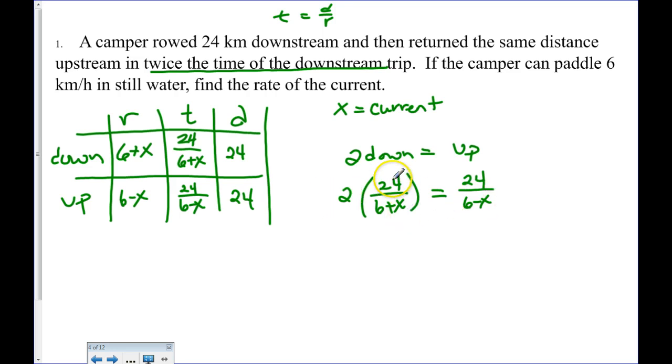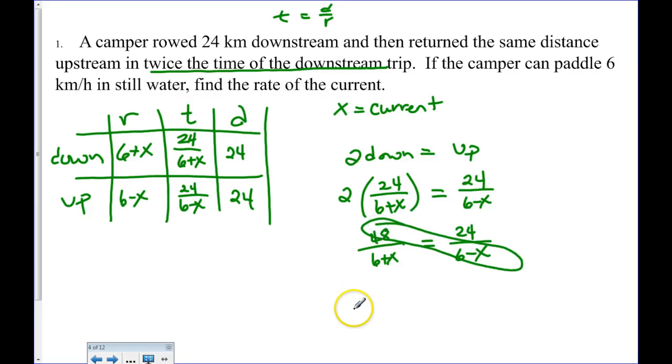I'm going to multiply that out. So that's going to be 48 over 6 plus x equals 24 over 6 minus x. They don't have the same denominator, but this one's set up easier because we only have 2 terms to deal with. So I can cross multiply. So I'm going to take 48 times 6 minus x and 24 times 6 plus x.